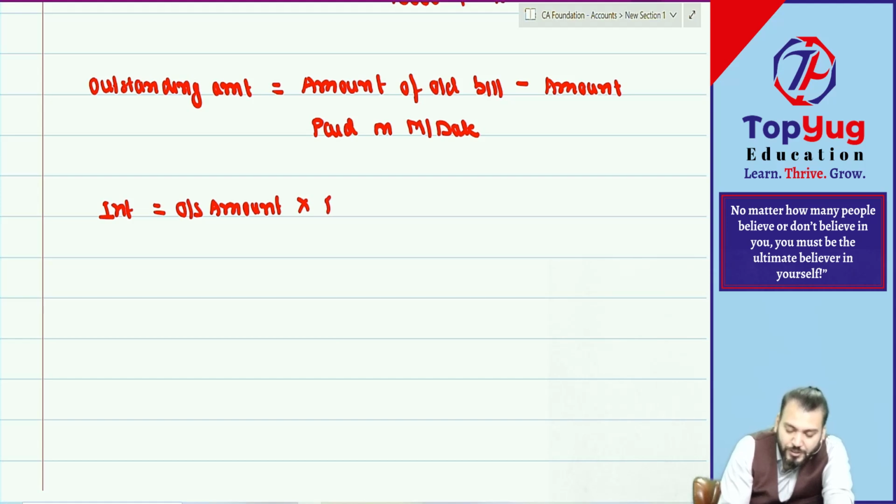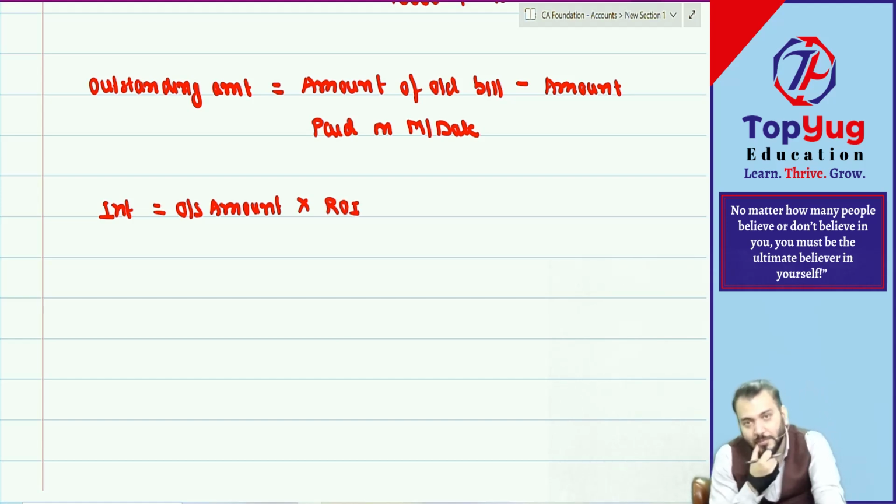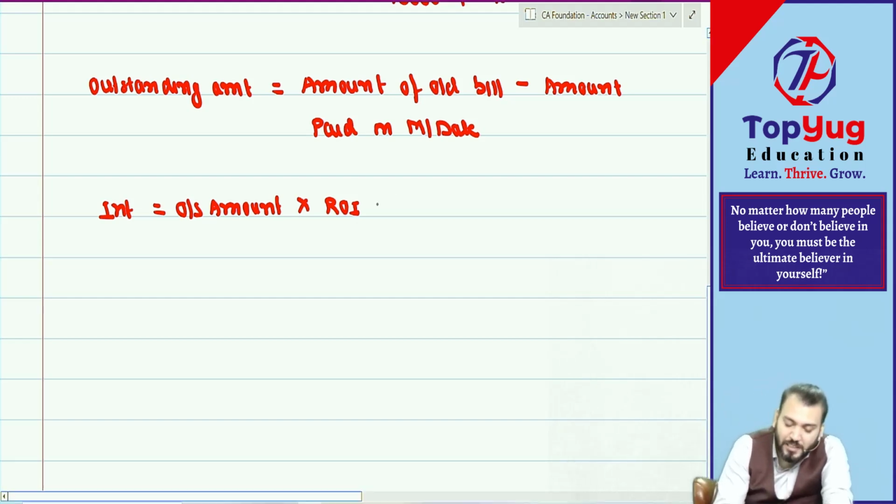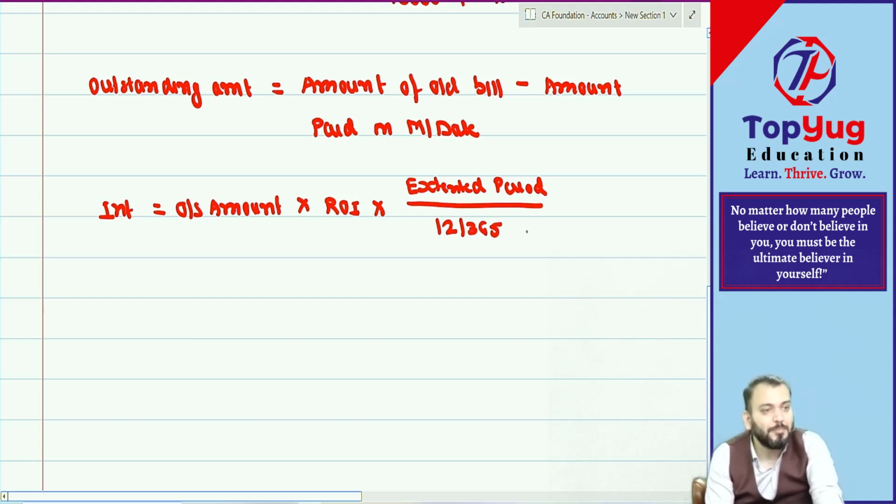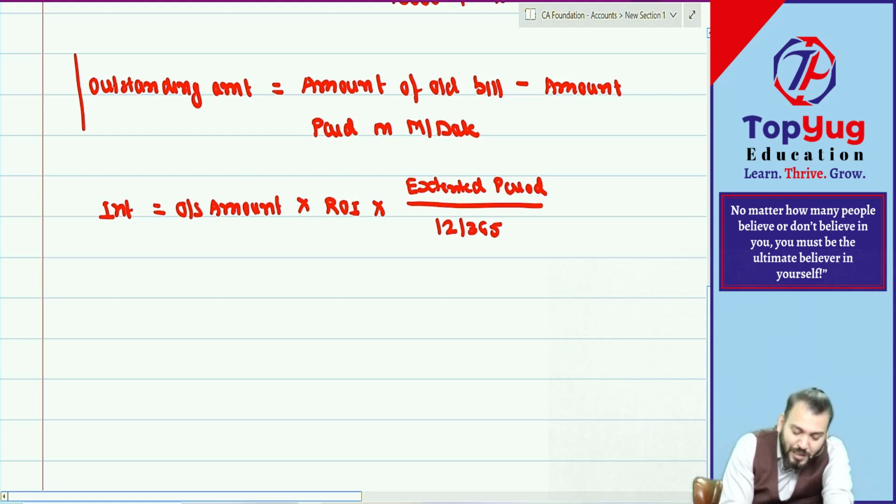So we'll say outstanding amount multiplied by the rate of interest. ROI means rate of interest, multiplied by the extended period, divided by either 12 or 365. Understand what I am saying? If the extended period is in terms of months, we divide by 12. If it is in terms of days, we divide by 365. That too you know now. Calculation of interest. So this becomes the formula to calculate interest.